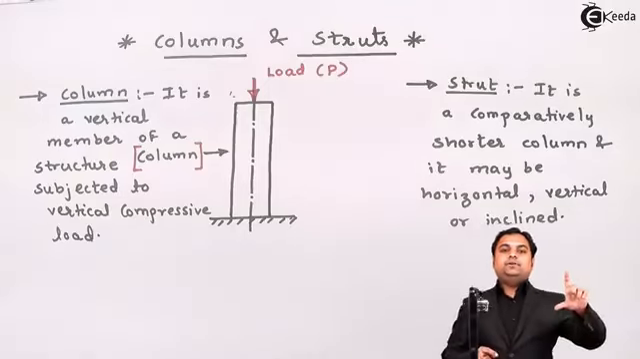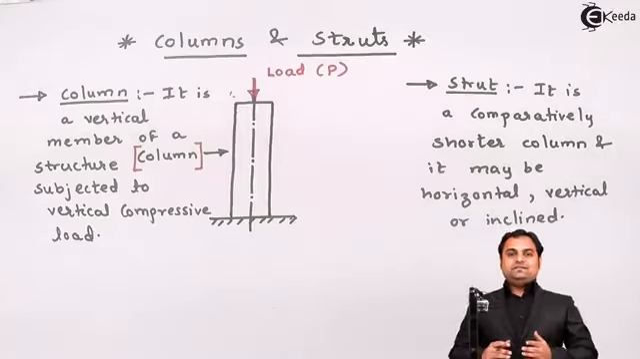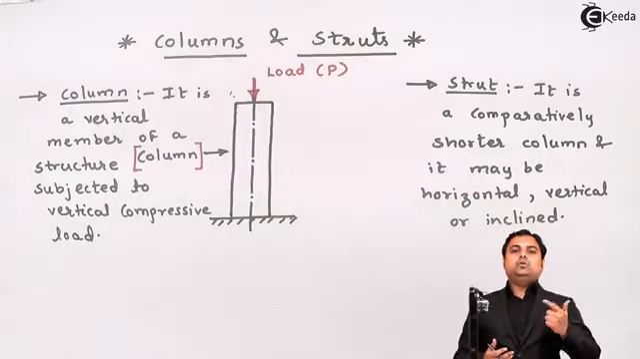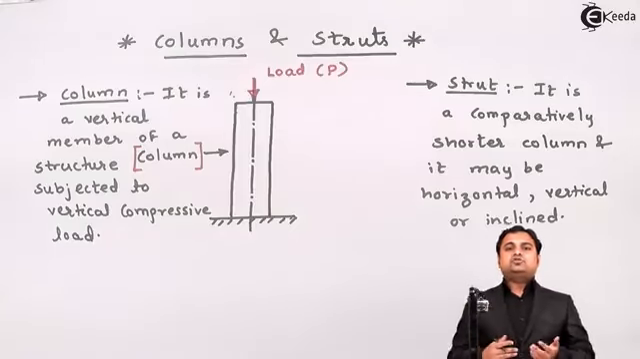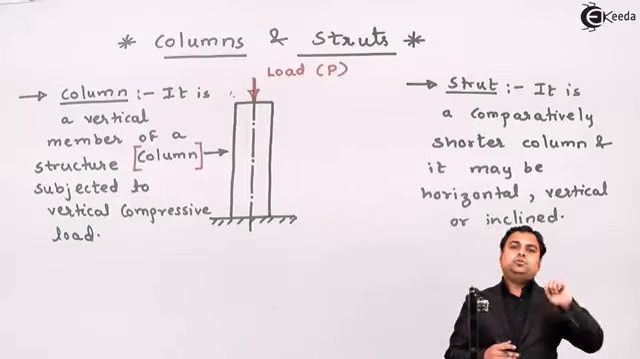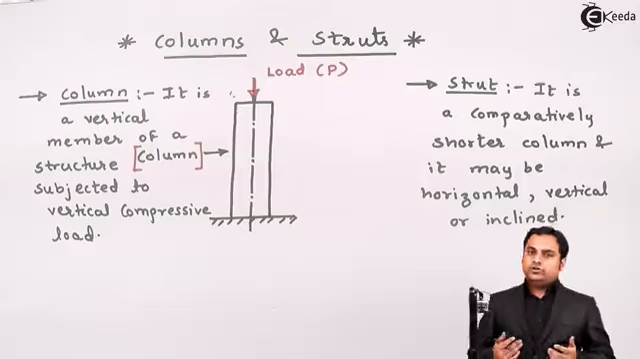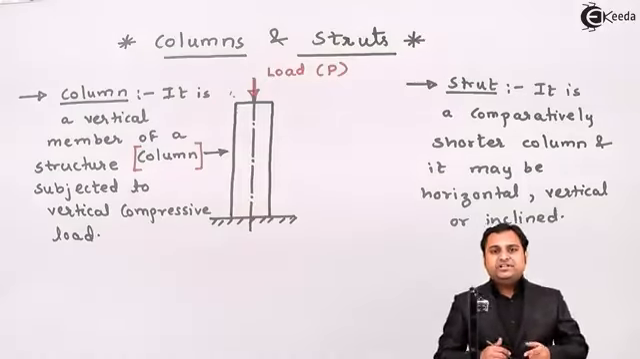Column is a vertical member subjected to compressive load. In case of a strut, it is smaller in length as compared to the column, and a strut can be horizontal, vertical or inclined. Struts are basically used in case of trusses or frames. It means there won't be direct vertical load on the struts. The load may be inclined or even horizontal. But in case of columns, the load is purely vertical.